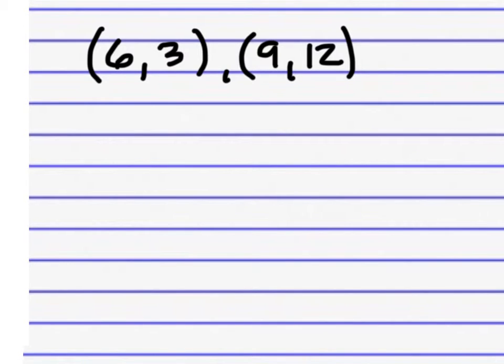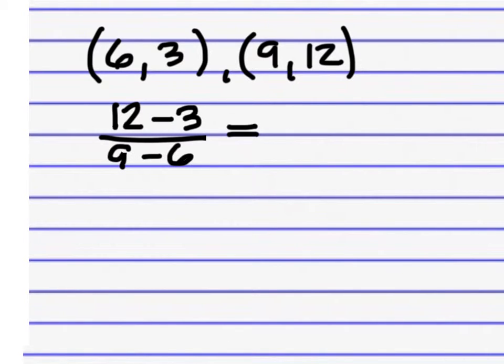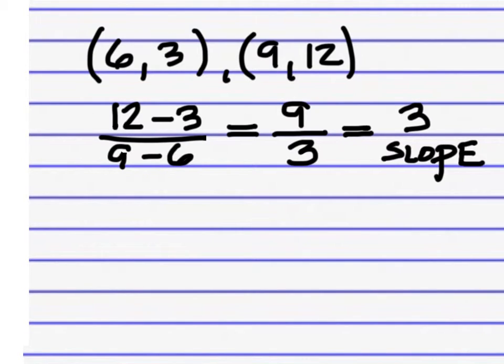Six, 3, 9, 12. We want to create the equation of the line that passes through these 2 points. The first thing you need to do is to find the slope. And the slope can be found by doing 12 minus 3 over 9 minus 6. 12 minus 3 is 9. 9 minus 6 is 3. 9 over 3 is just 3. So you have a slope of 3.